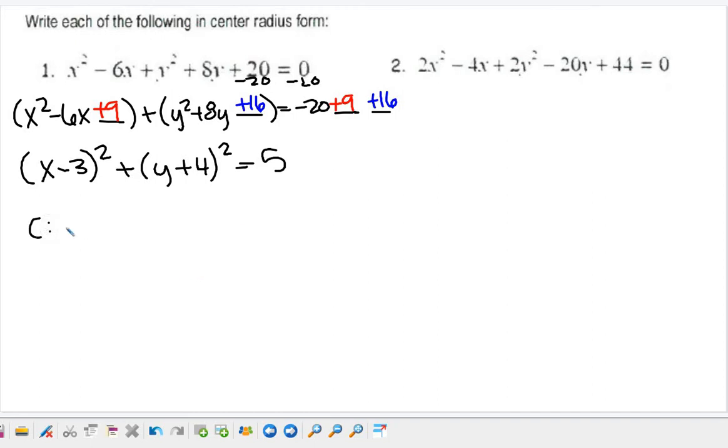So just as practice, center would be 3, negative 4. So remember, it's the opposite of what you see. And then the radius would not be 5. It would be square root of 5. Good.